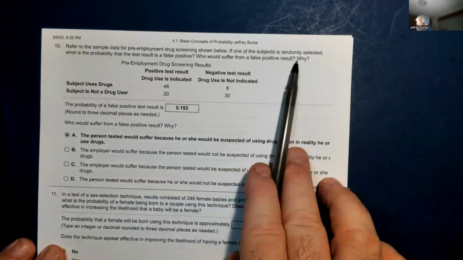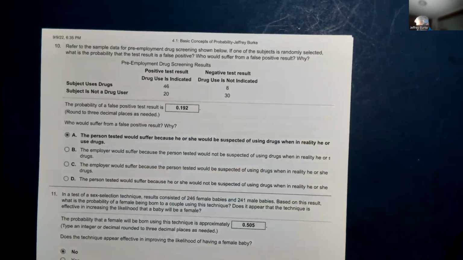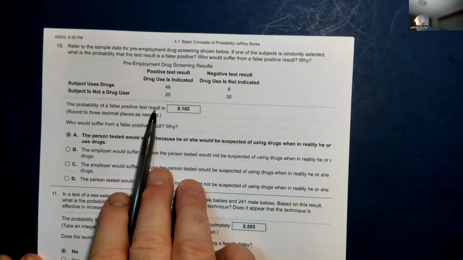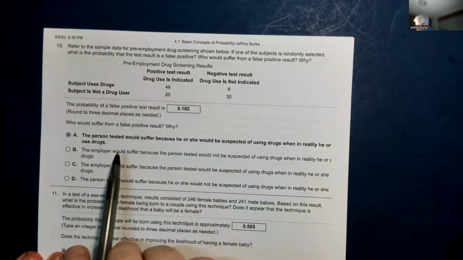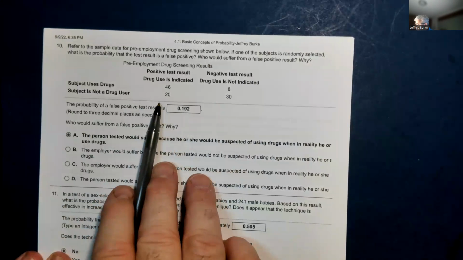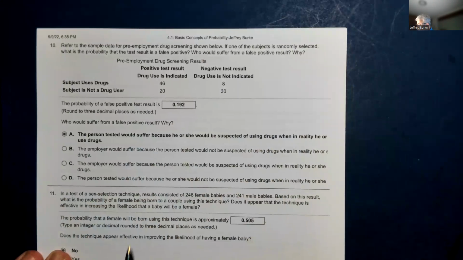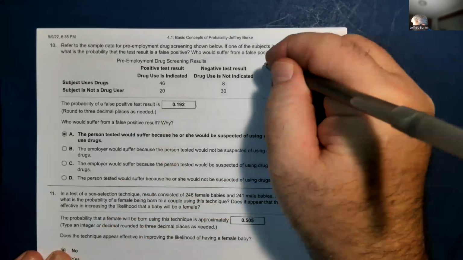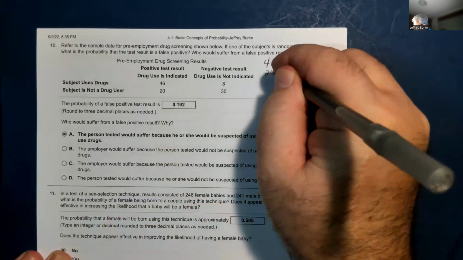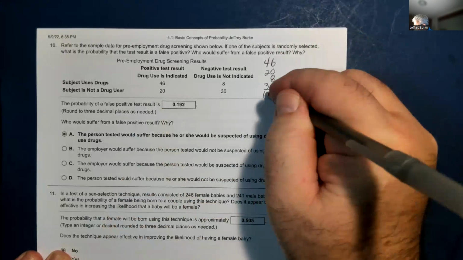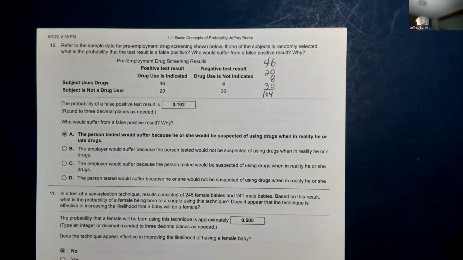Who would suffer from a false positive result? And then, why? Okay, we'll talk about that. It says, what's the probability of a false positive test result? So the first thing we need to determine, I'm going to come back to this chart a little later, is how many total people there are. If we're going to figure out the total, we need to add all 4 of these numbers. This is going to be 46 plus 20, 66 plus 8, 74 plus 30, that'll be 104. Okay, so we have 104 total people.